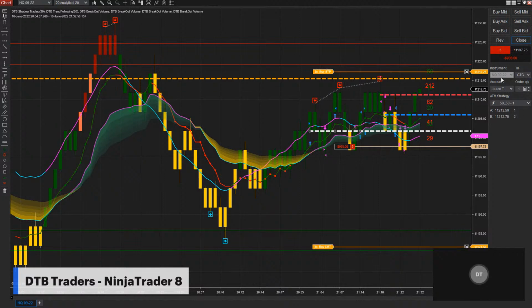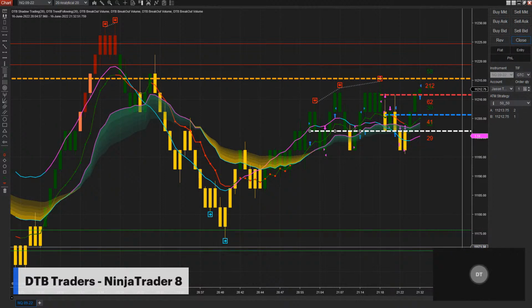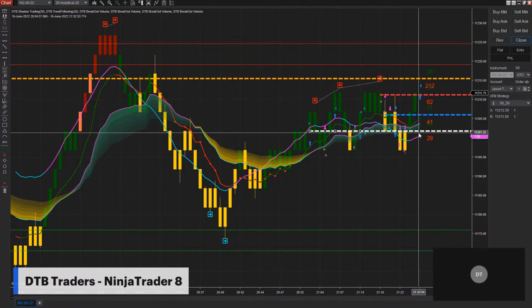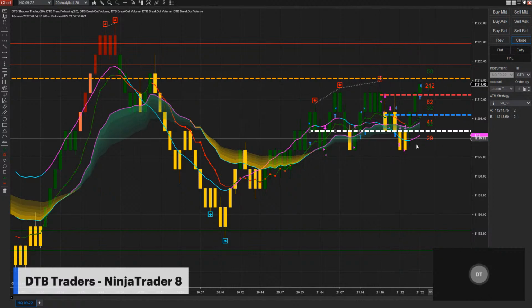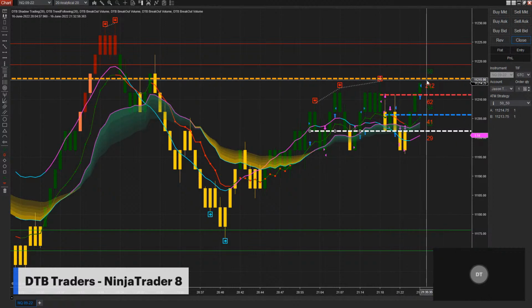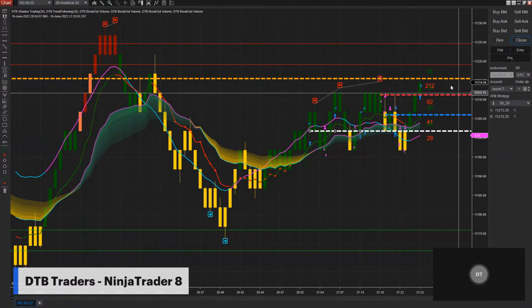Okay, so I'm actually going to close that over there. We've got these markers, okay? So we know that we're in the zone of it, so we needed a breakout of that zone.